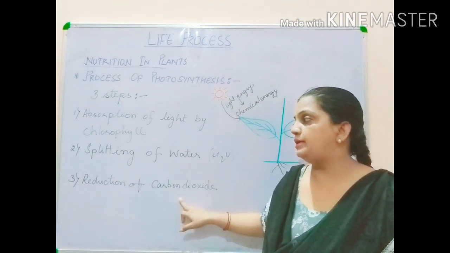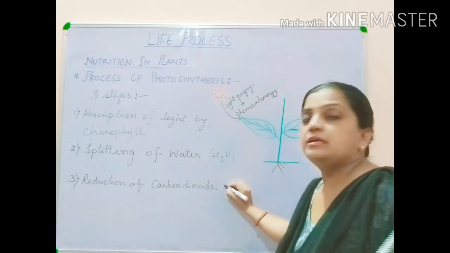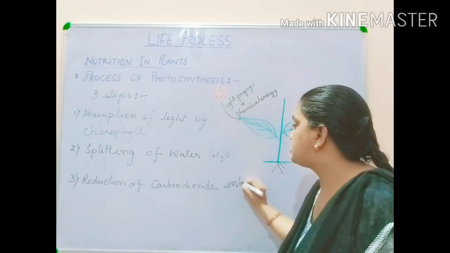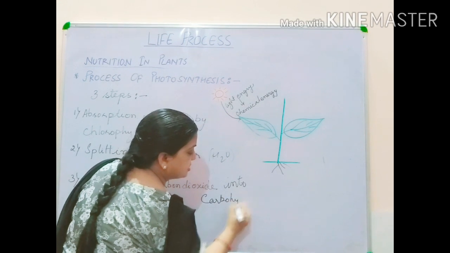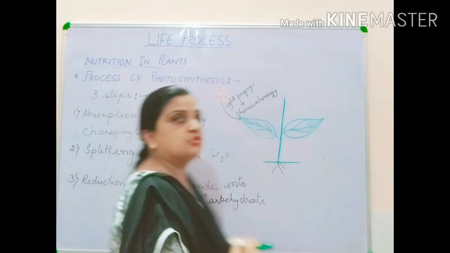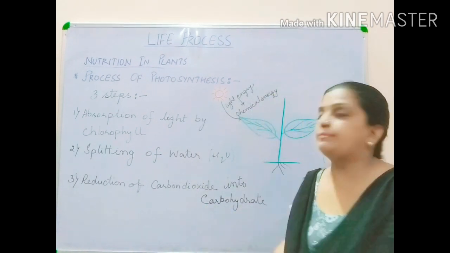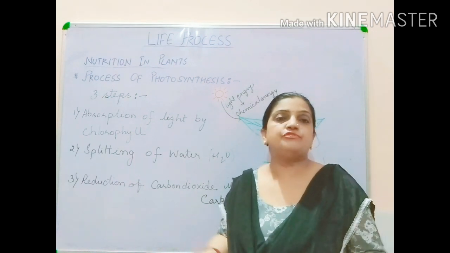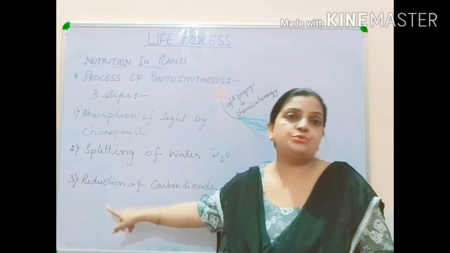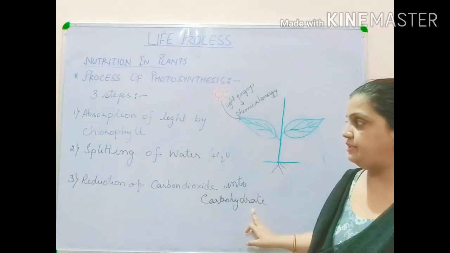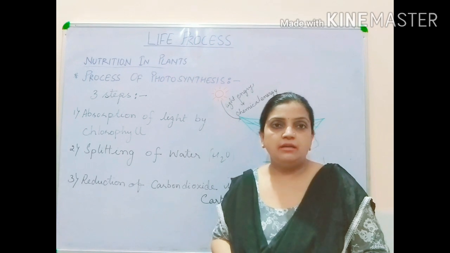Now the third point is reduction of carbon dioxide. The carbon dioxide will be reduced into carbohydrate, which is a simple form of sugar. So here again a question may be asked: how is the carbohydrate produced, by the reduction of which component? Your carbon dioxide is reduced to produce your carbohydrate. So children, these were the 3 steps by which the whole process of photosynthesis will be completed.